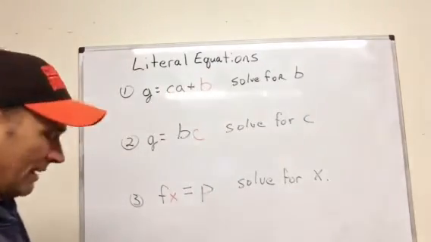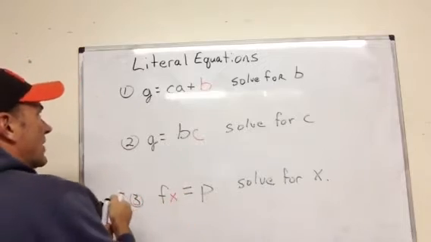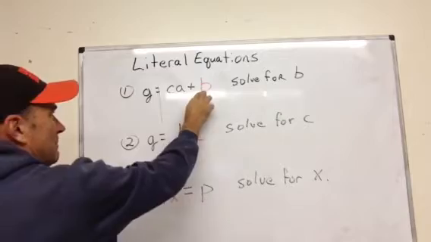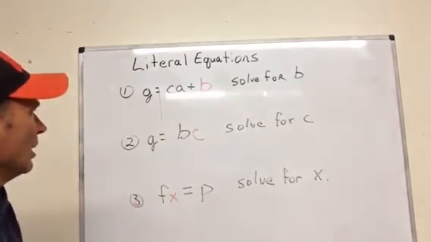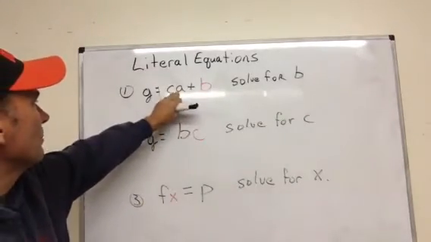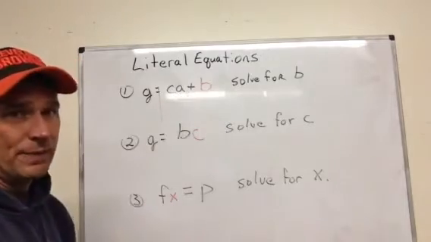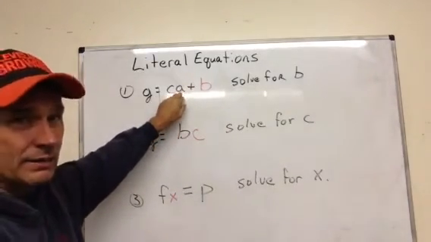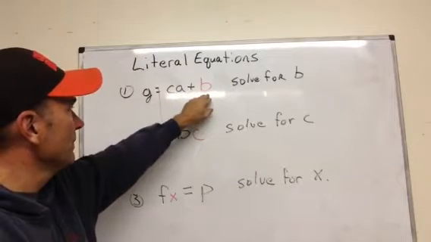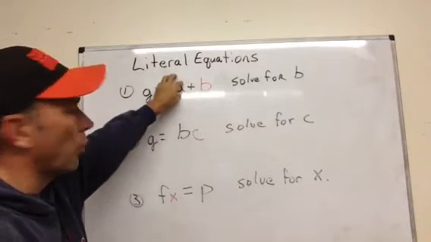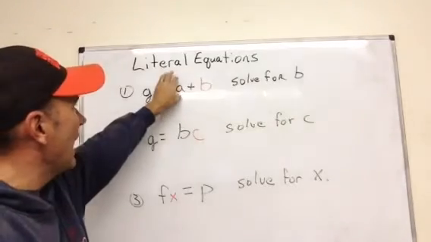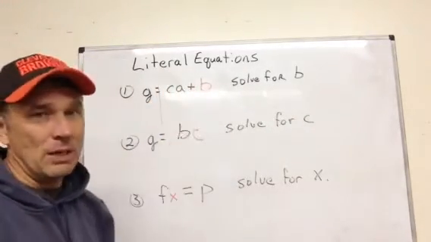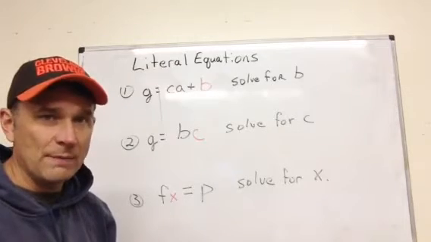I'm still going to draw that line down the middle, and I want to get B by itself. So what are these two variables doing to the B value? First of all, we have to understand that it's C times A plus B. Now, this is one quantity, this is one term. If we had something being added to B, what did we do? Think back.